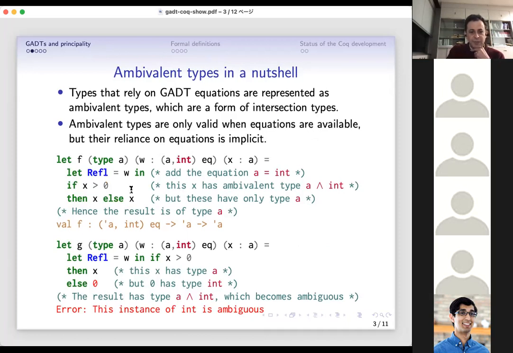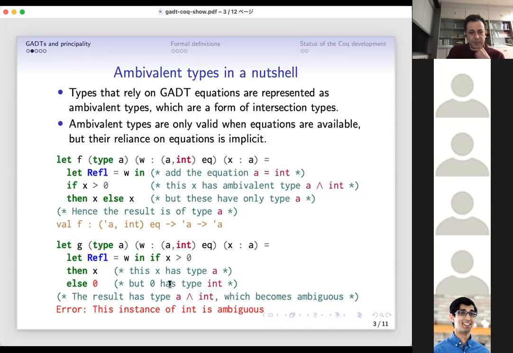So for the first example, why does it work? Well, first we pattern match. So we have the equation A equal int, then we compare X to 0. Here X ends up being given the ambivalent type A and int because we want to be able to use it as an int too. But this is a local use, so no problem. And then we return X, but these two X's in both branches are actually instances of A. So they can be given just the type A, and we can return A, just a function that returns A.